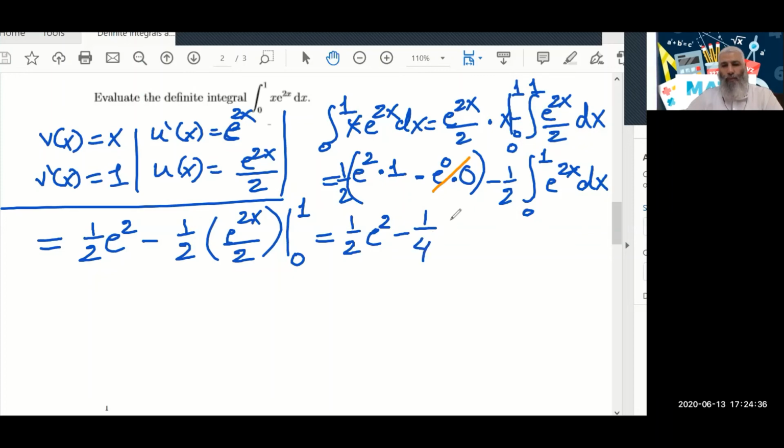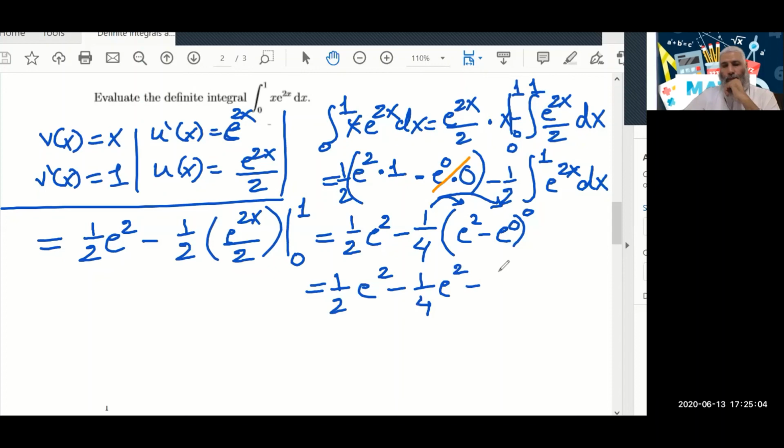It's e power 2 multiplied by 1, minus e power 0 multiplied by 0, which is 0. So this is 1/4. I'll multiply it here and here. So this is 1/2 e power 2 minus 1/4 e power 2 minus 1/4, since e power 0 is 1. So 1/2 minus 1/4 is 1/4 e power 2 minus 1/4.